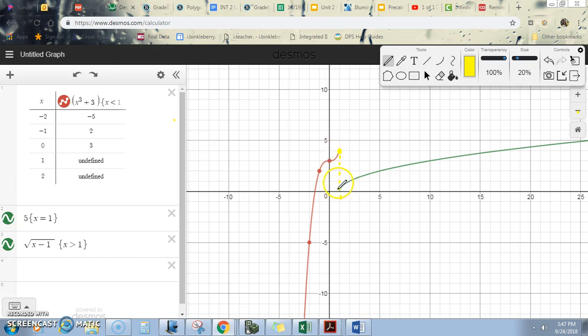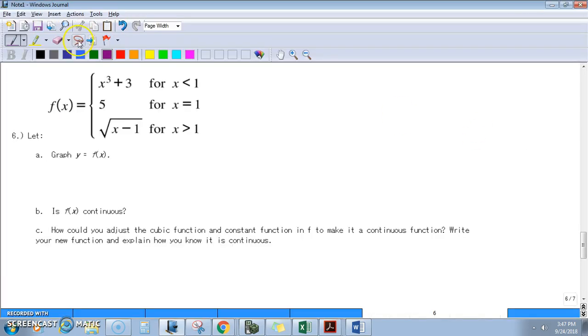And then for x is greater than 1, it's this square root of x minus 1, which is just the shifted parent function of the square root of x right there, okay? So those are the 3 parts of this graph. So let's go back and see what it wants us to find. So we graphed f of x, and I don't think you guys on the test actually have to do any graphing, but I can double check.